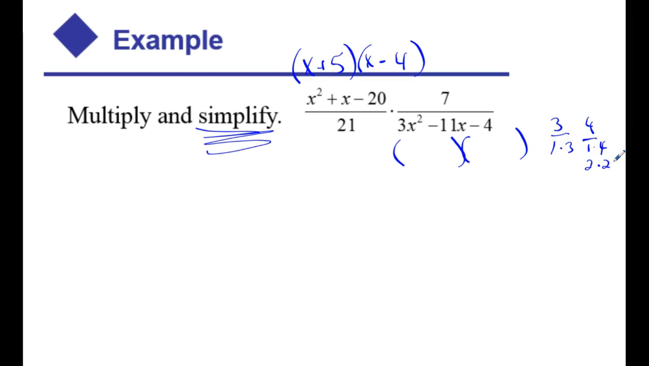And again, if you're struggling with these factoring techniques, you need to watch a previous video. I'm looking for factors of 3 and 4 that differ by 11. So I'm going to choose the 3 times 4, which is 12, forcing 1 and 1 together, which is 1, and 12 and 1 differ by 11. So my first terms are 1x and 3x.